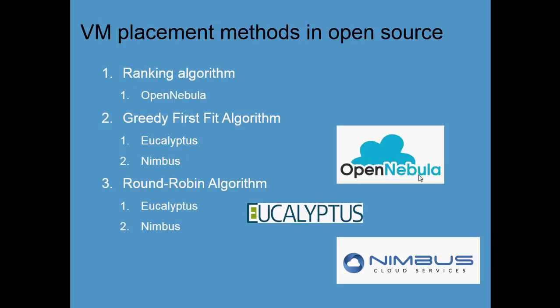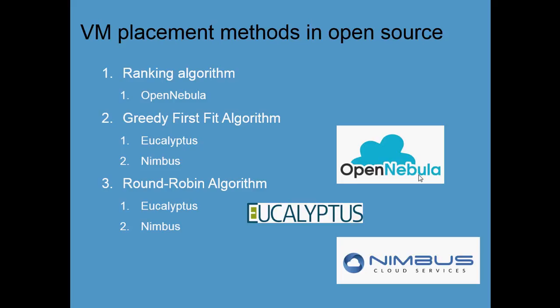Some algorithms have been used in open source systems. For example, the ranking algorithm in OpenNebula takes requirements and a predefined rank as its input and produces the resource number in which to place the virtual machine as output. Or the greedy first fit algorithm in Eucalyptus and Nimbus, where whichever node that can run the virtual machine is found first and is selected as the host for virtual machine placement.